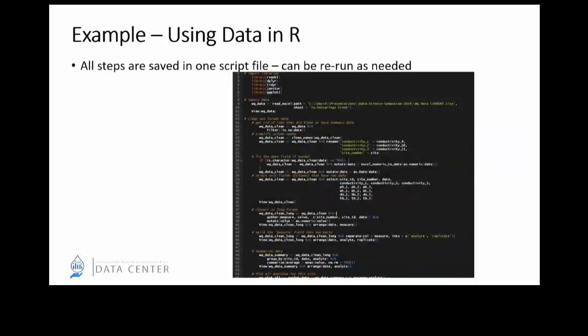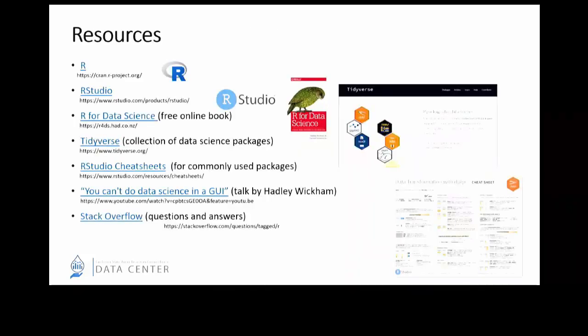So I showed everything here piecemeal, one step at a time, but really the power is that you can save all this into one script file, and then you can rerun it as needed. If your data changes, or if you realize you made a mistake in one line that you need to go back and edit, you can very quickly just click a button and rerun it, and it basically redoes your whole analysis.